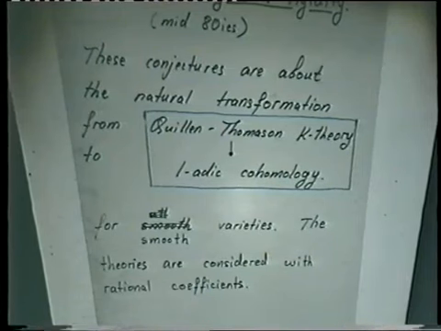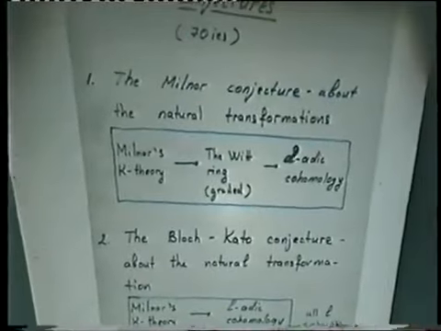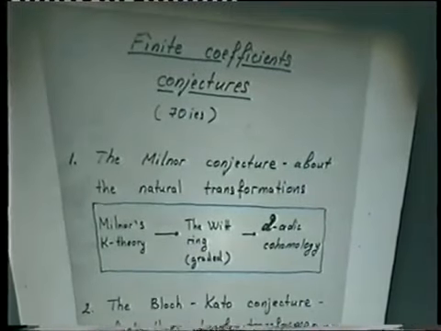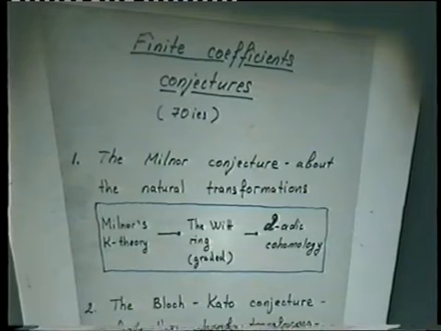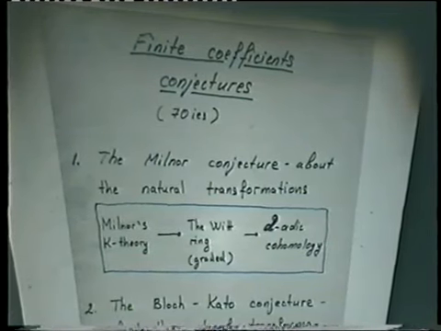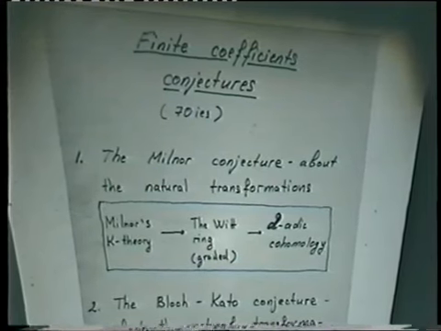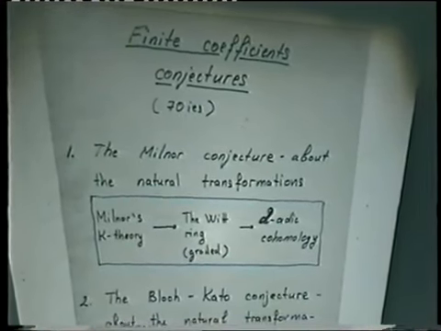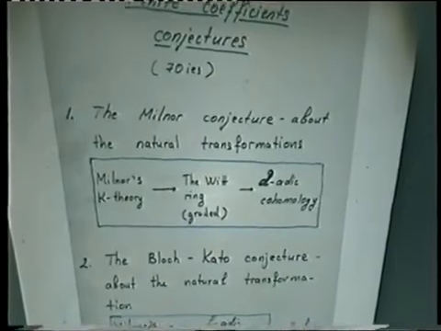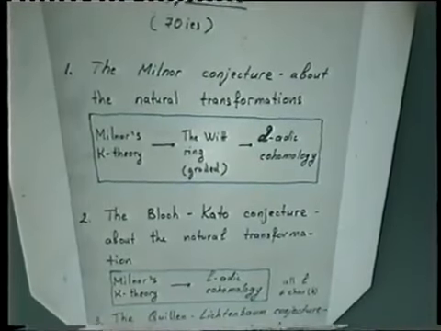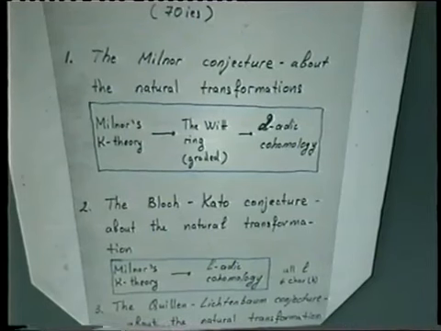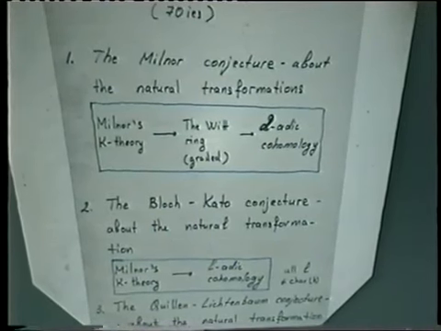And the third block, so we had 3 blocks, and the third block is a bunch of conjectures which all talk about finite coefficients or torsion phenomena, and about different possible homomorphisms, different possible natural transformations. So the original one was Milnor's conjecture. It was something like mid-70s, I guess. 1975, maybe it was published.